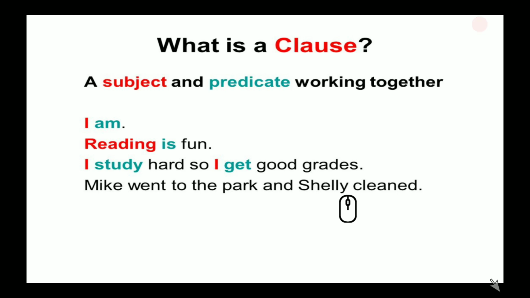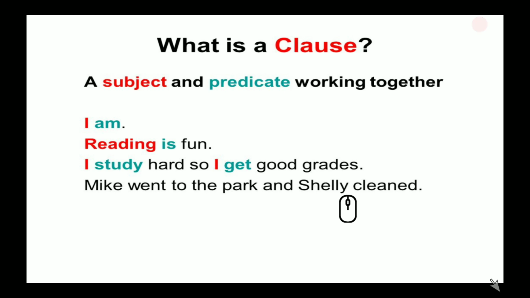Some examples, sentences that you can understand. I am. I would be the subject, am would be a predicate. Reading is fun. Reading is a subject, is fun would be a predicate. I study hard so I get good grades. I would be a subject. Study hard so I get good grades, that would be a predicate.